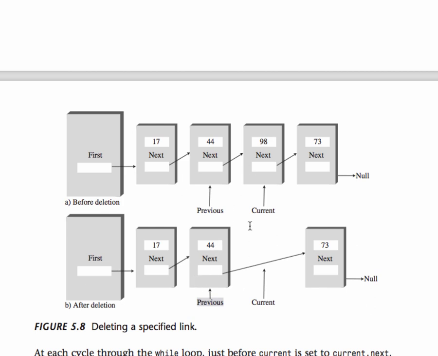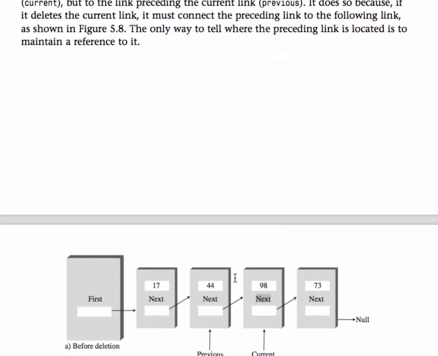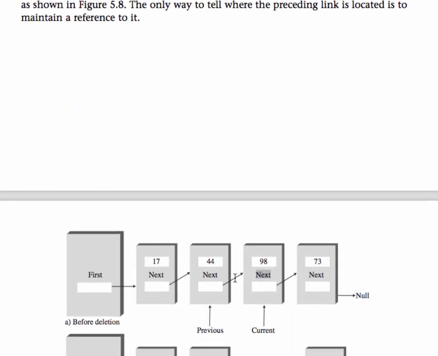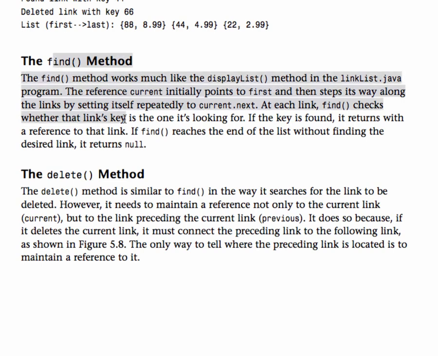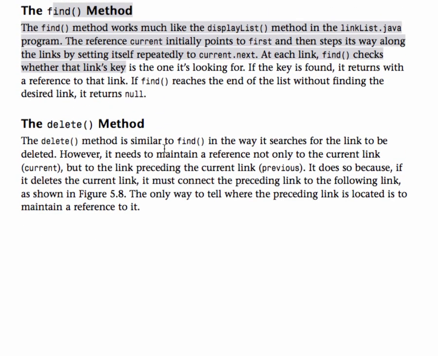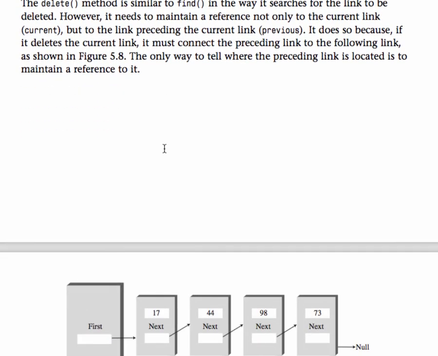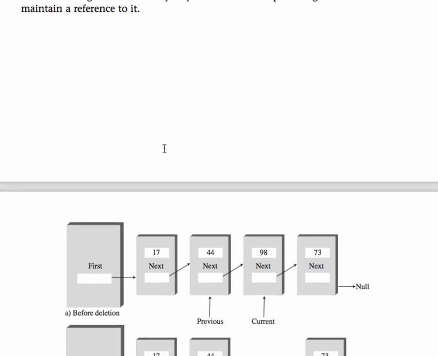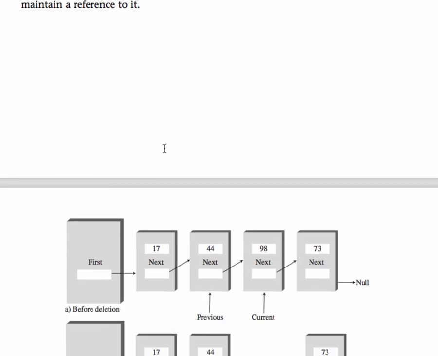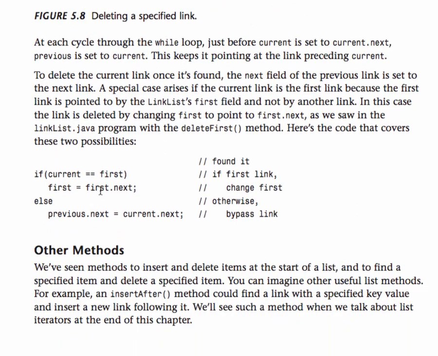At this point, as soon as I say previous dot next is equal to current dot next, I have created the deletion. I have removed the link, and later on the Java garbage collector is going to clean up the garbage. Both of these, the find and delete, do kind of the same thing. The delete takes advantage of finding a link, and then to delete, you just tell it previous dot next is equal to current dot next. That's the actual deletion.